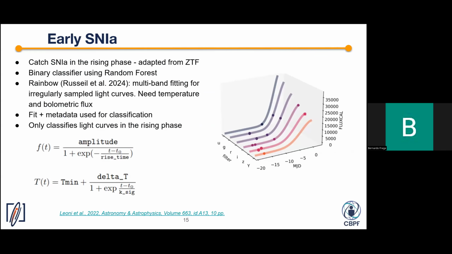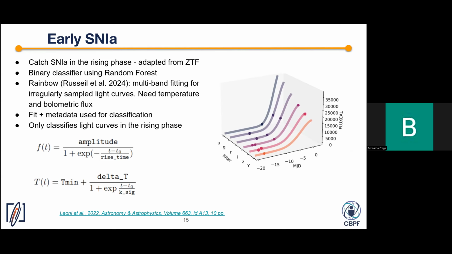Now we have the Early Supernova Ia, adapted from ZTF. The goal for this is to catch supernova Ia before the peak, right, in the rising phase. That's why it's early. So it works basically as a binary classifier, so it's Ia versus the rest. It uses a random forest, but the features that it extracts from the light curve use a tool called Rainbow, which is a multi-band fitting for a relatively simple light curve.